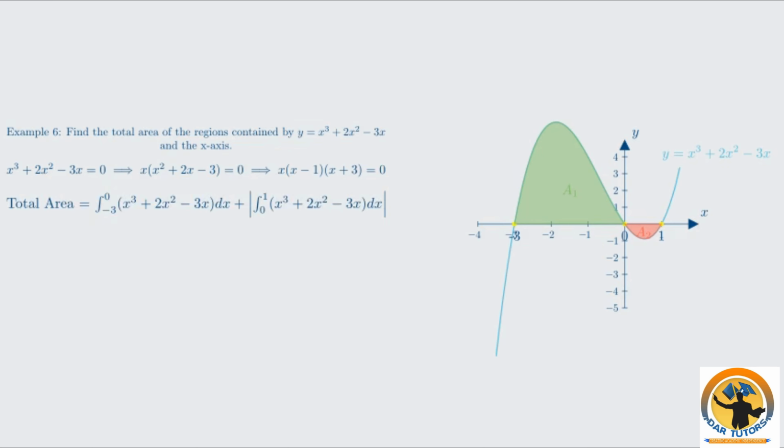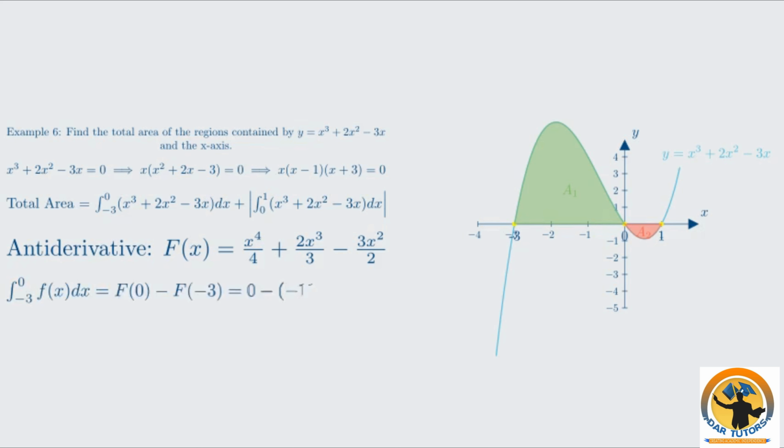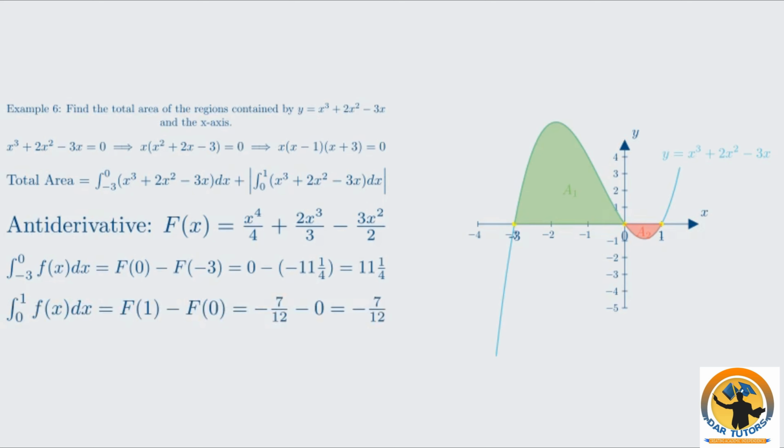Let's calculate the antiderivative first to save time. The antiderivative of x cubed plus 2x squared minus 3x is x to the 4th over 4 plus 2x cubed over 3 minus 3x squared over 2. Now let's evaluate the first integral. The integral from -3 to 0 is F of 0 minus F of -3. This gives us 0 minus negative 11 and 1/4, which is 11 and 1/4. Next, the second integral. The integral from 0 to 1 is F of 1 minus F of 0.